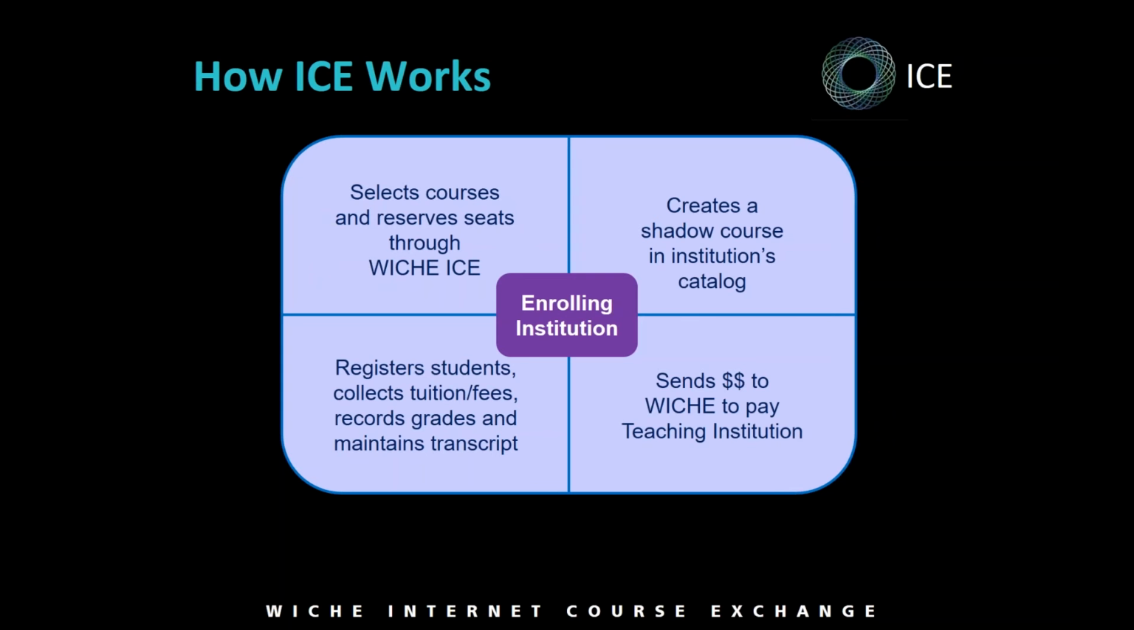In one model we'll talk about, the exchange can either run their own billing system or WICHE will run the billing system. In this case, WICHE bills the enrolling institution for the number of students who took courses at any of the institutions in the exchange, and then rebates money to the teaching institution for those students. And that's done on a term-by-term basis.